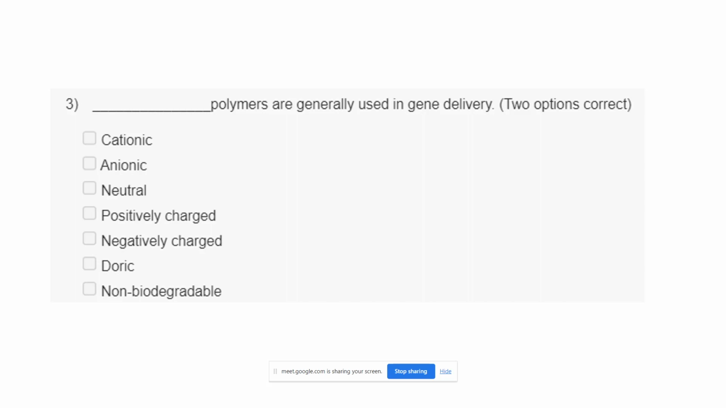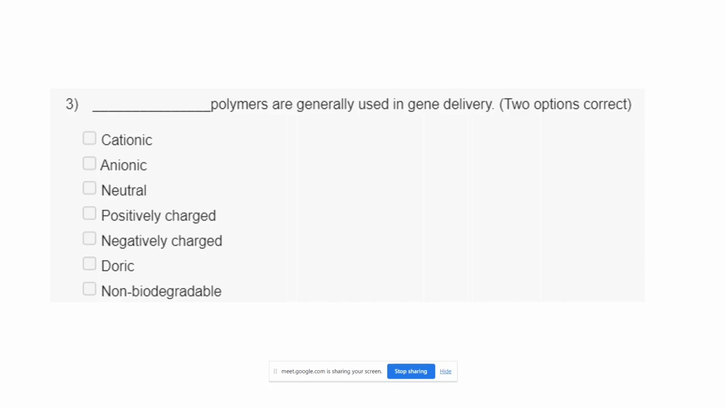Okay, let's move on to the third question. Dash polymers are generally used in gene delivery. You have to select two correct options: cationic, anionic, neutral, positively charged, negatively charged, doric, or non biodegradable.